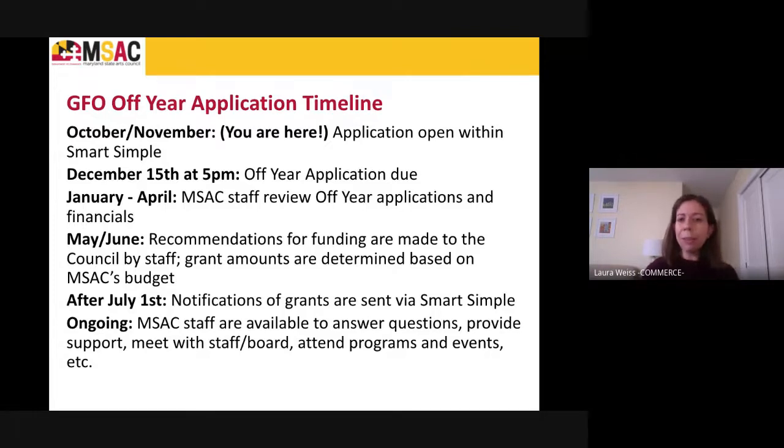And then throughout that entire process, because it is a really lengthy process, this is not one of our monthly reviews or anything like that. It really takes the bulk of the year to go through the whole process. We're here to answer questions. We're here to provide any support, whether that's technical support with Smart Simple, whether that's looking at financials, anything that we can do to help make the process easier. We are here to help you. We can talk one-on-one. We're happy to meet with your staff, your board, anything like that. And of course, we love to go to events too. So let us know if there's anything coming up at your organization that we should know about.